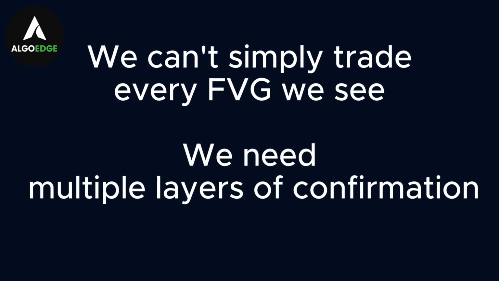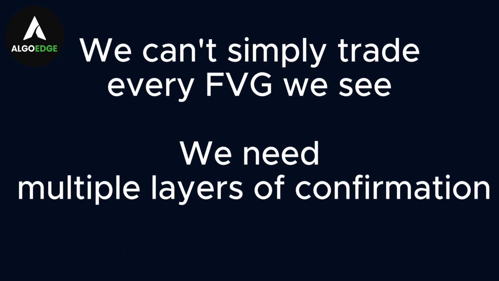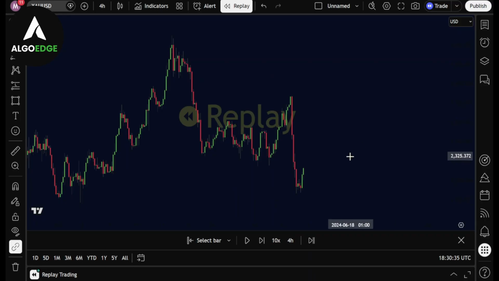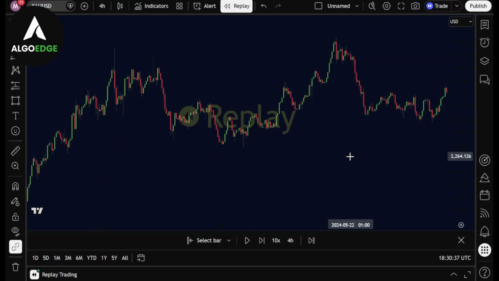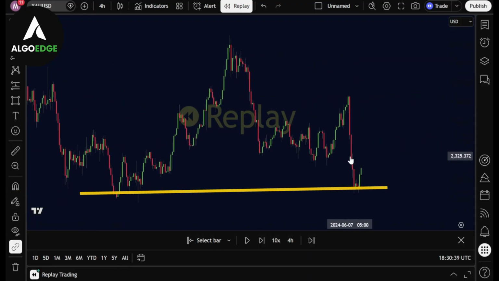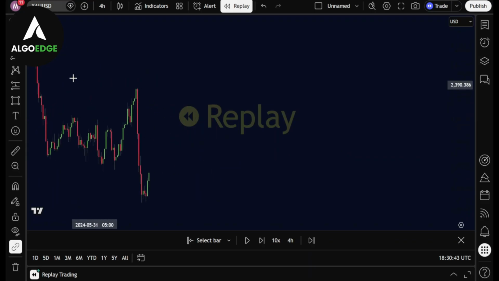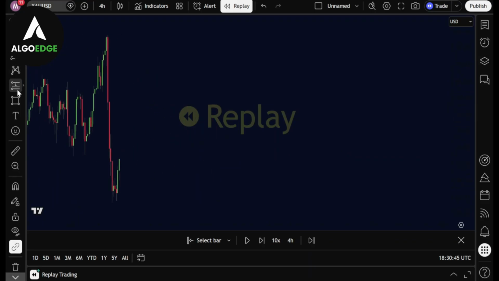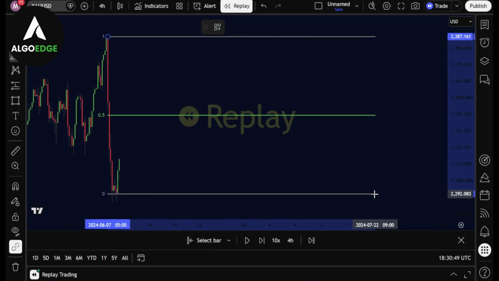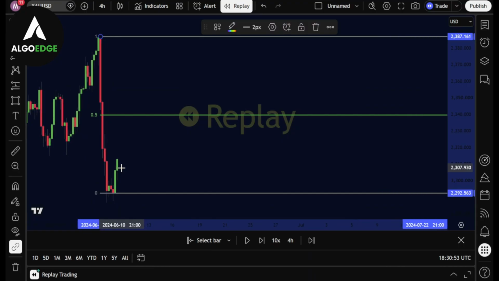Now, let's look at another example to reinforce the concept. Here we're back on the 4-hour time frame. We can clearly see that price has previously bounced from this horizontal level, making it a strong support area. We also have a bullish fair value gap forming right inside that support zone. As before, we'll mark the fair value gap and use the 50% retracement level as our initial take profit target.